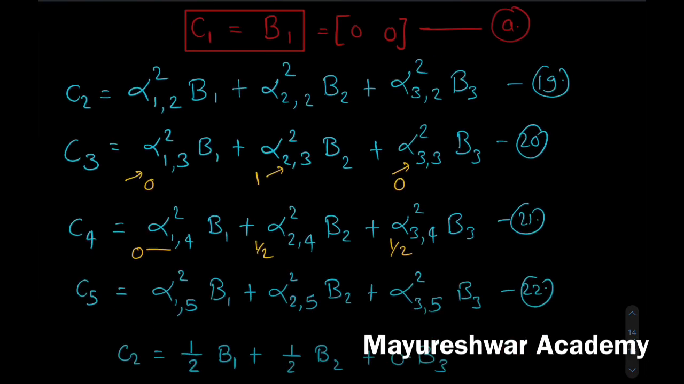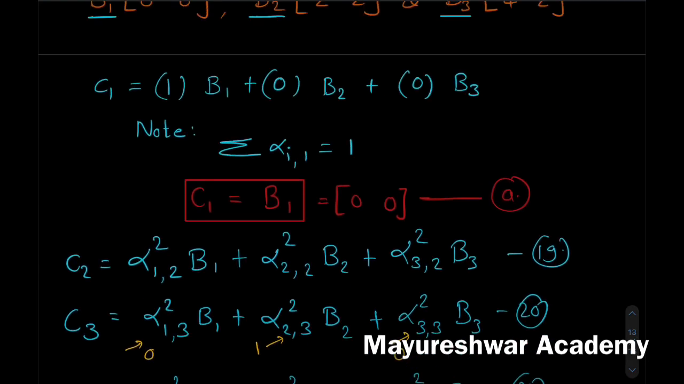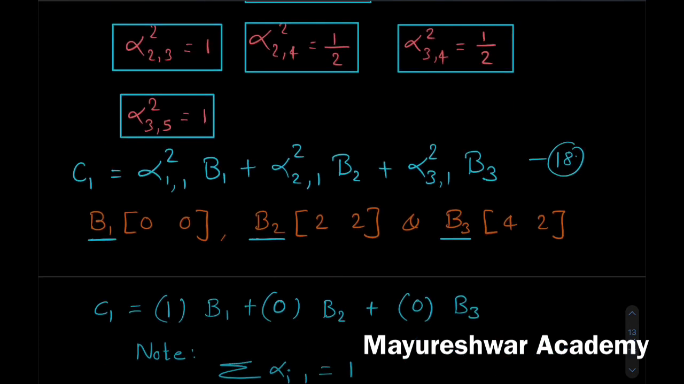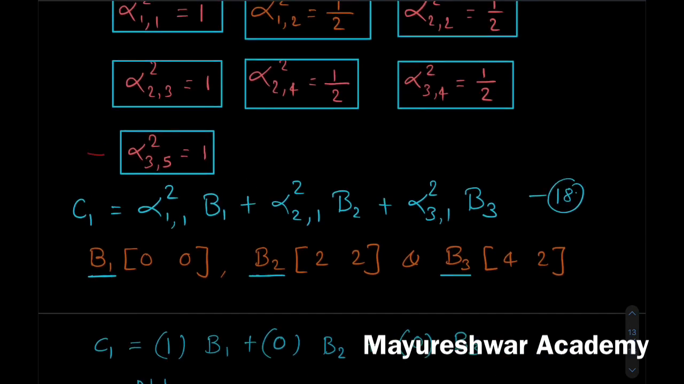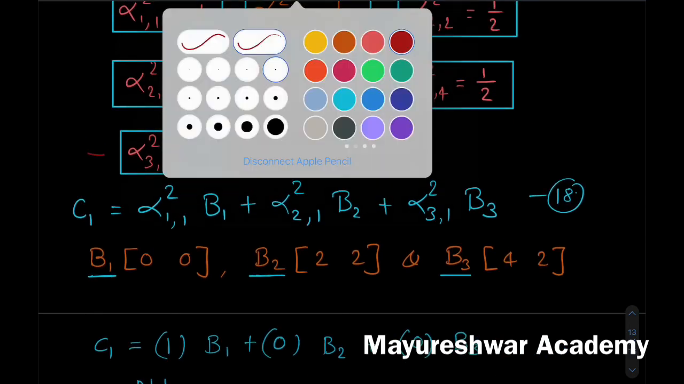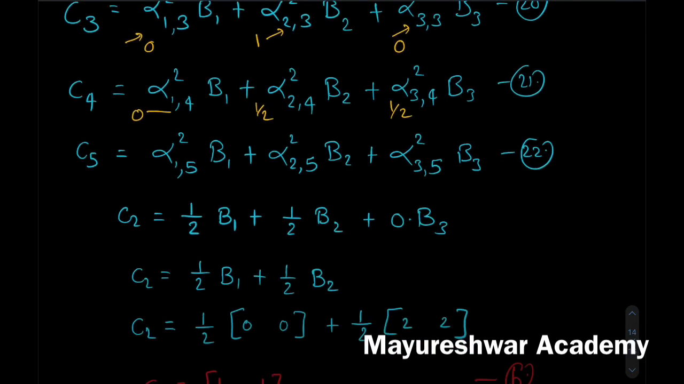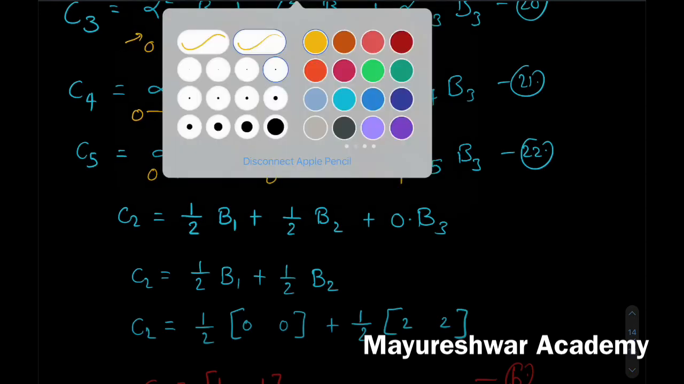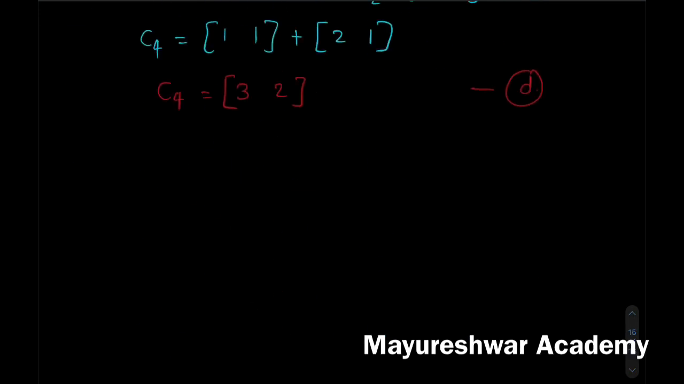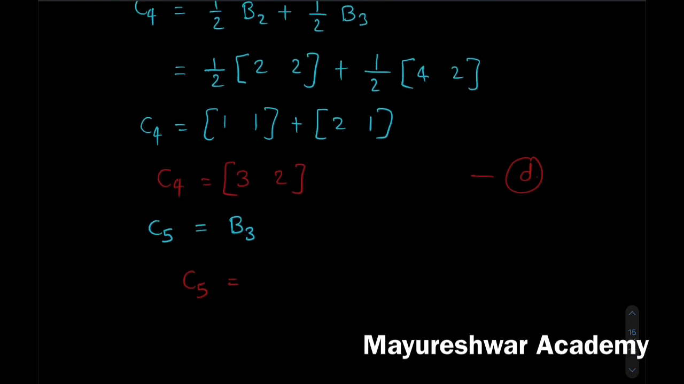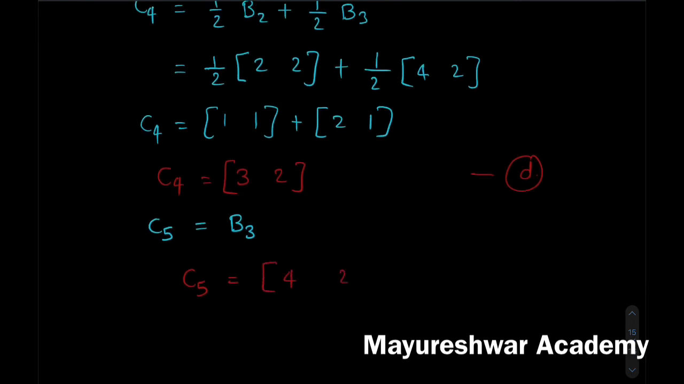Now the last value, which is of C5. Let us check for alpha coefficients. 1 5 is 0, 2 5 is 0, only 3 5 is present, which is unit value. So these components are 0 0 1. So naturally C5 will be equal directly to B3, which is 4 comma 2. So C5 is 4 2. Expression E.